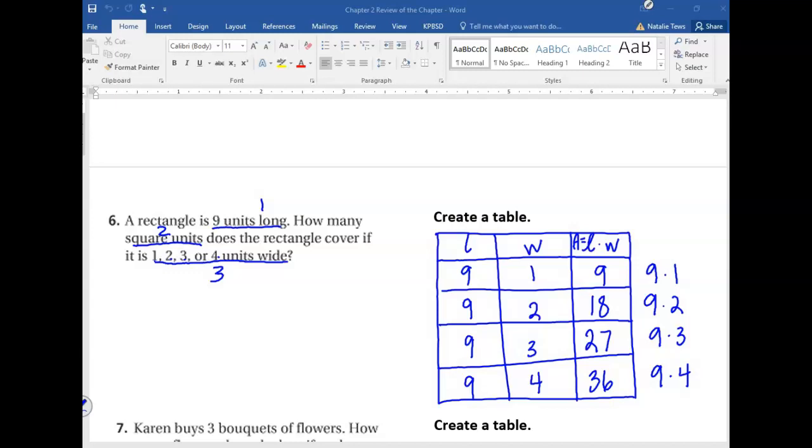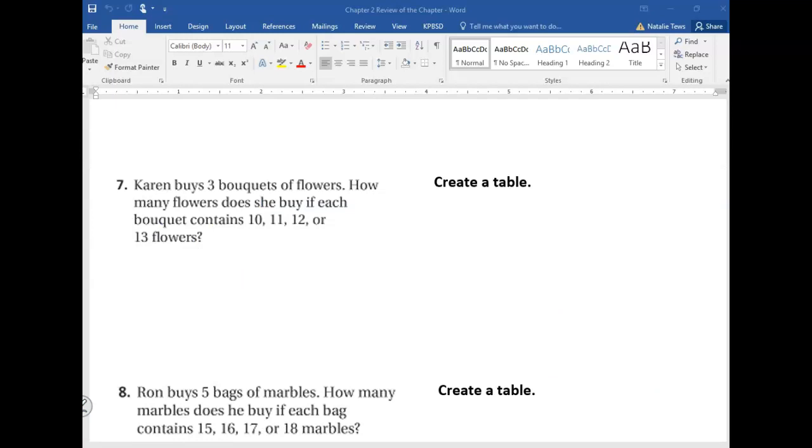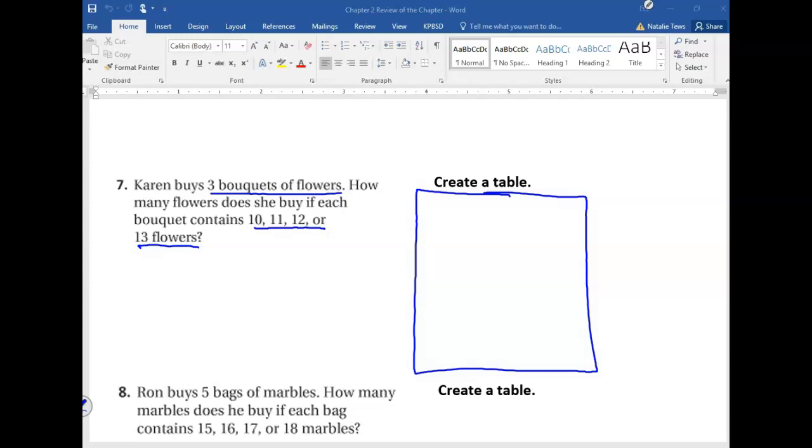Okay. All right, let's move on to number 7. Karen buys 3 bouquets of flowers. How many flowers does she buy if each bouquet contains 10, 11, 12, or 13 flowers? So once again, I'm creating a table, so I'm going to draw a big box. And I'm going to make it as straight and even as I possibly can. And now I have to decide how many columns do I need. Well, I know that she has 3 bouquets, right? So I'm going to need 1 for bouquets.